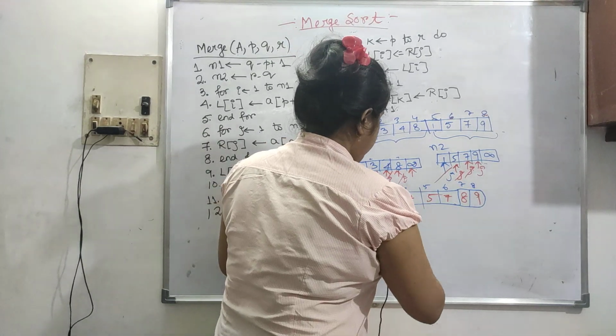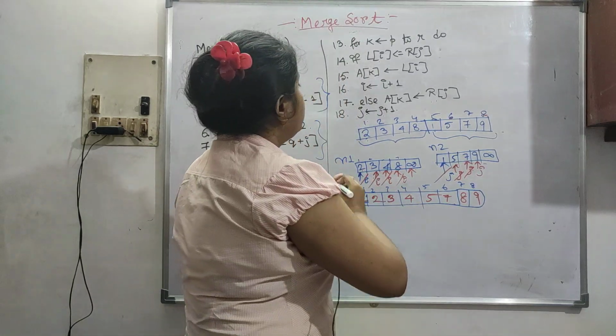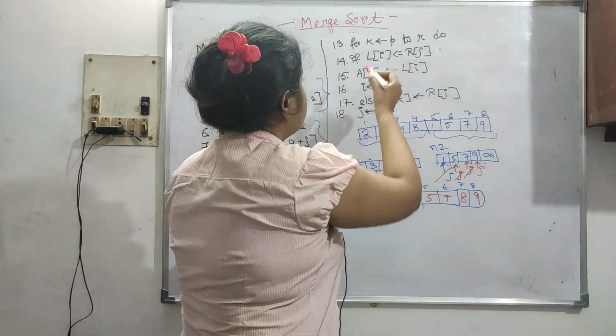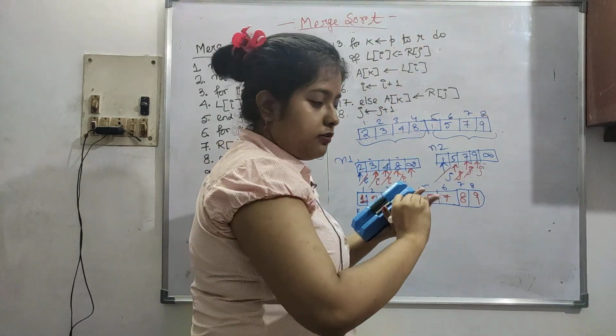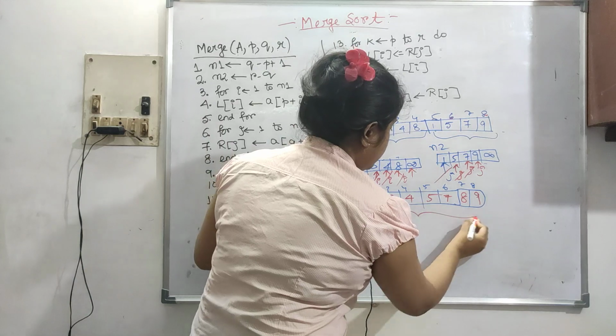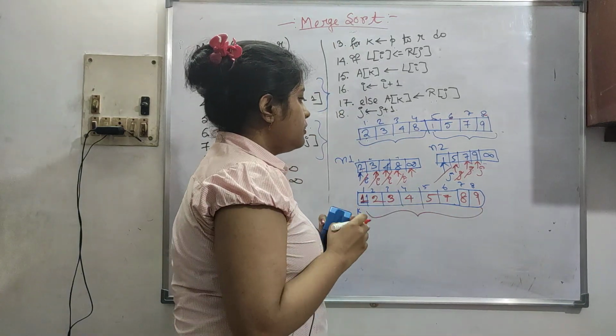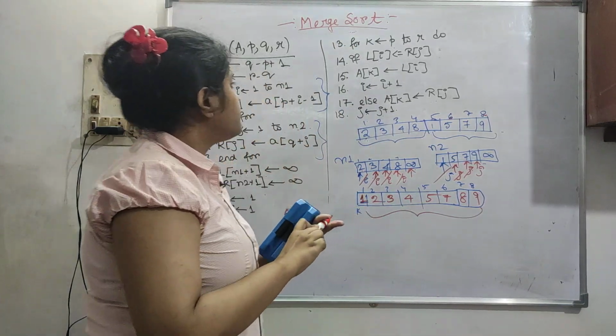So 9 is obviously less than infinity, so 9 is pointed. Every time k will be incremented because k is running from p to r. Okay, so this is our sorted list. I hope you have understood this. So I will tell you again.